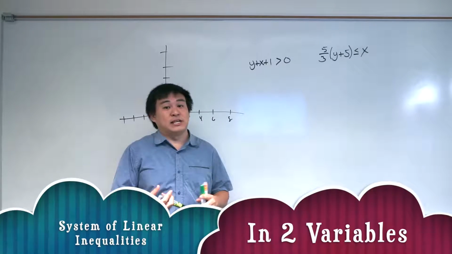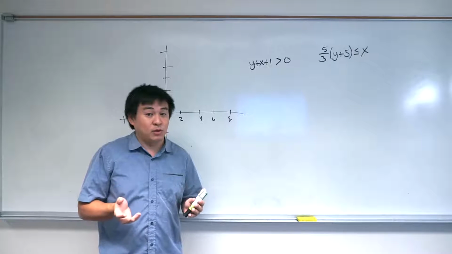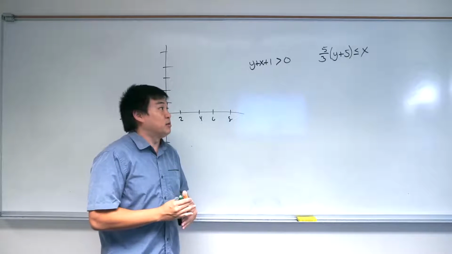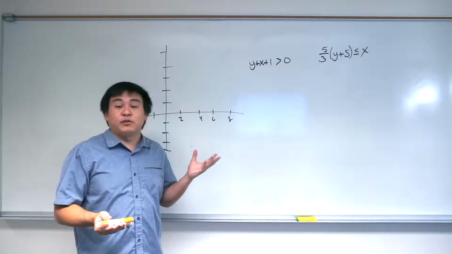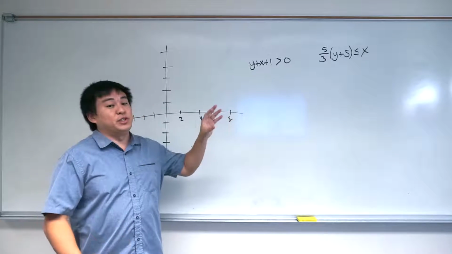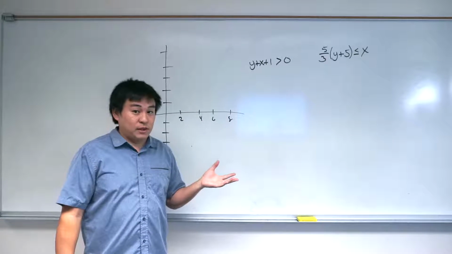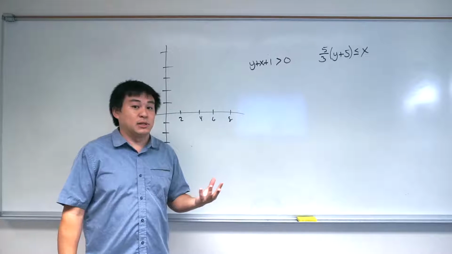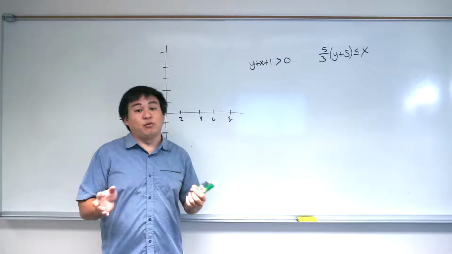Okay, so let's do some more examples. What we're going to do now is systems of inequalities, linear inequalities of two variables. Now, there's actually no difference between what we did in the very first problem and this one right here. So what you're going to do is separate them into two problems, solve them separately, and graph them separately. And the solution set will be the part of the graph which is overlapped.